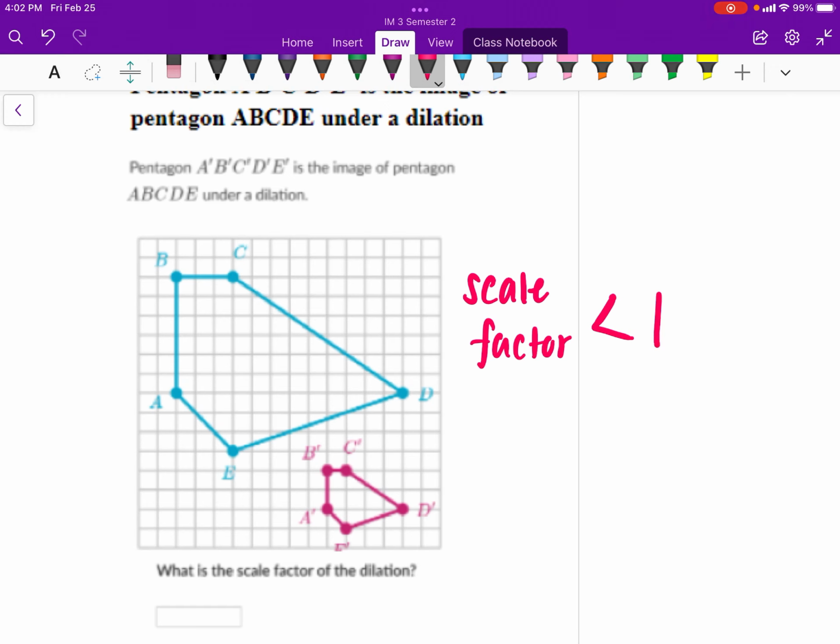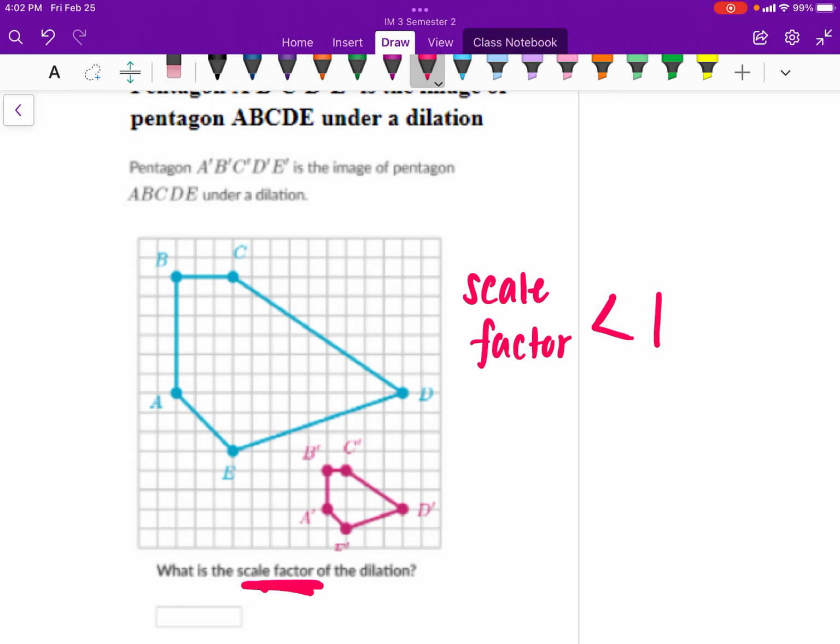If you see that your shape is actually growing from its original one, then the scale factor is going to be greater than 1. But in this case, we're seeing that if we go from this image to this one here, it's shrinking, so that means our scale factor should be less than 1. Now, in this case, guys, we do need to find our scale factor.